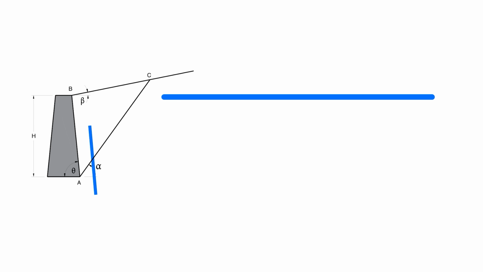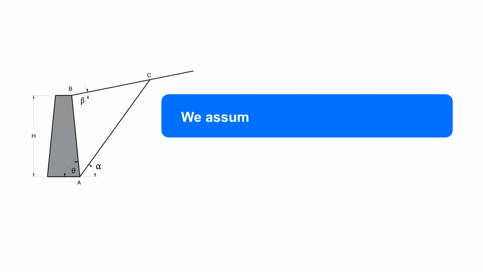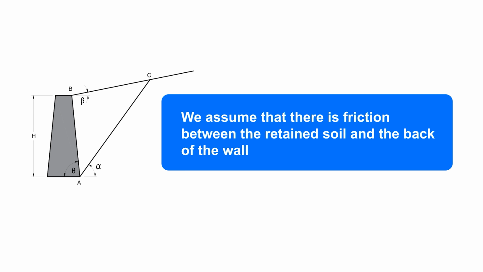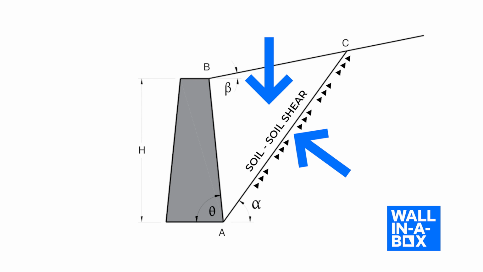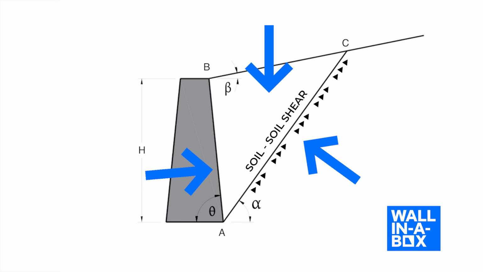If you remember, there were a series of assumptions we made when starting to determine Coulomb earth pressure on a retaining wall. One of those assumptions was that the back of the wall is constant and at an angle theta from horizontal. Another is that there is friction between the retained soil and the back of the wall. According to Coulomb theory, a wedge of soil will form behind the wall starting at the bottom corner of the wall that wants to push the wall out of place.